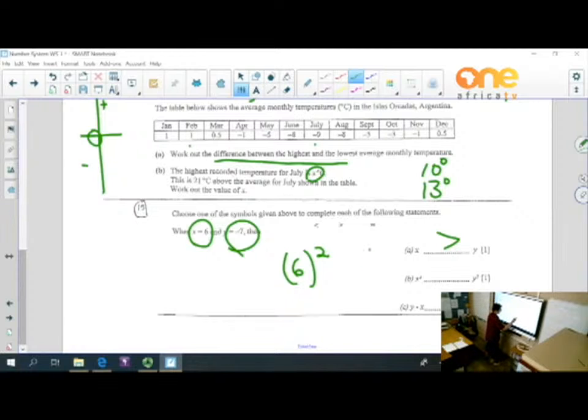And then the -7, look at the same thing. In brackets and the square outside. This is 36. This is 49. So it's going to be less than. You shouldn't get -49, +49. And then the last one, Y minus X. So -7 minus 6 is -13. And 6 minus -7 is +13. So this is again less than there. Right.